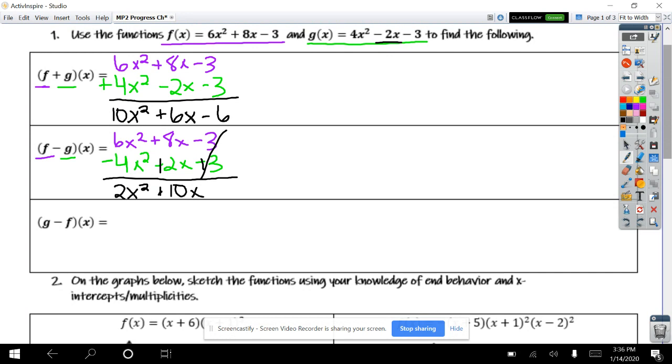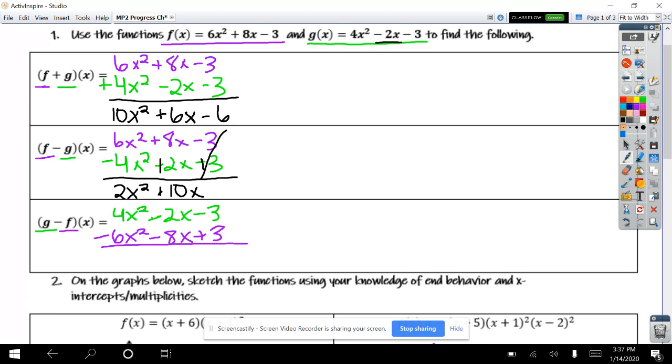Last one, this time it's saying subtract g minus f of x, which is a different order. So I'm going to start by writing g of x on top. So 4x squared minus 2x minus 3. And then I'm subtracting f of x. Since you know you want to subtract all three terms in f of x, change the signs as you go. So it's minus 6x squared. And instead of plus 8x, it's minus 8x. And instead of minus 3, I'm subtracting negative 3, so I end up adding 3. So again, I just switched all the signs in f of x.